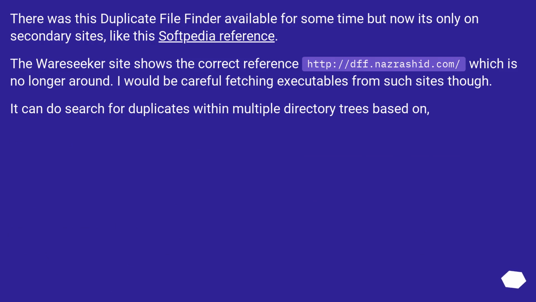There was this duplicate file finder available for some time, but now it's only on secondary sites, like this Softpedia reference. The WhereSeeker site shows the correct reference, http://dff.notstrash.com/, which is no longer around. I would be careful fetching executables from such sites though.